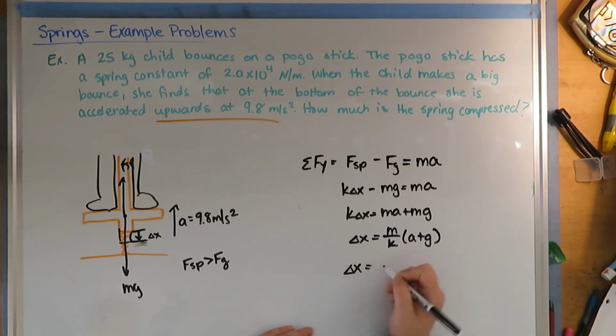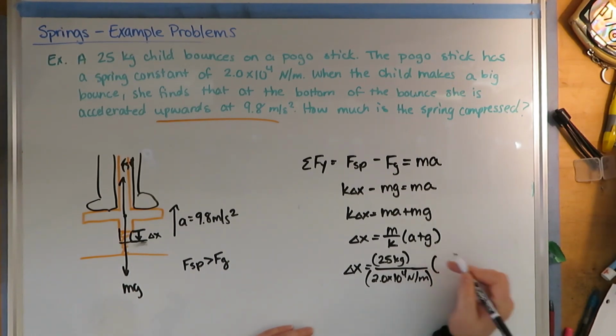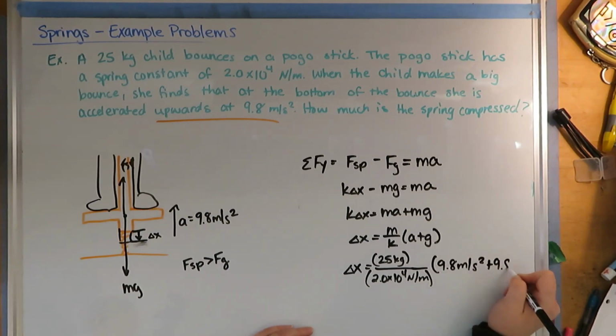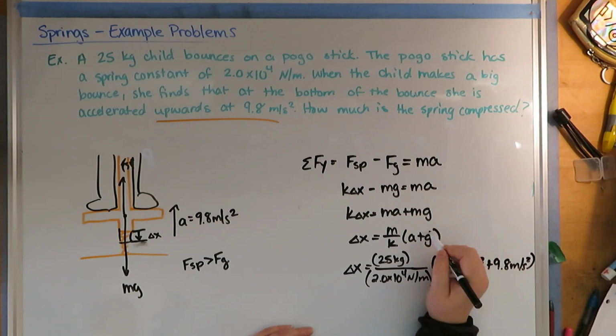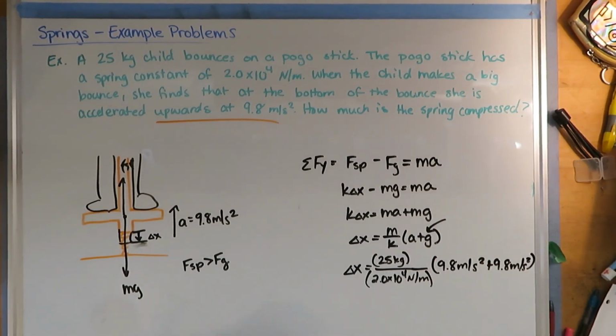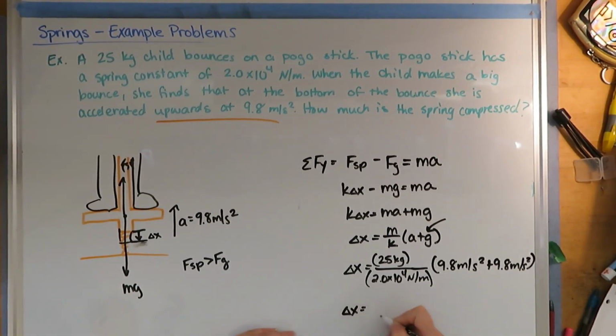So this tells me that my displacement is going to be the mass, which is a 25 kilogram kid, over the spring constant k, which is 2.0 times 10 to the 4th newtons per meter. So that is a pretty large spring constant, which makes sense for a pogo stick. And then you're going to get a plus g. Well, a is a positive 9.8 meters per second squared. G is a positive 9.8 meters per second squared. Remember, g is a scalar value. It is not negative. The acceleration due to gravity can be negative, but g itself is a scalar value. So when you calculate, you get a displacement of 0.245 meters for that one.